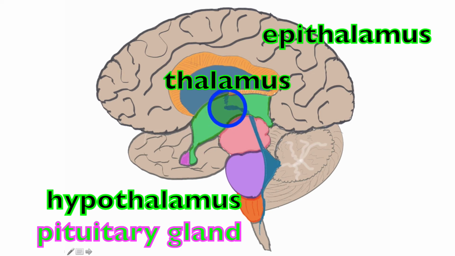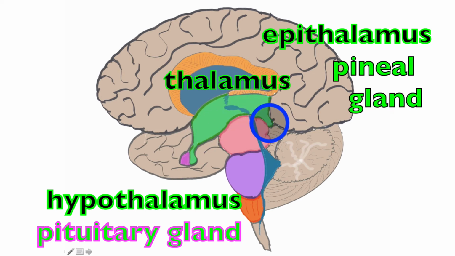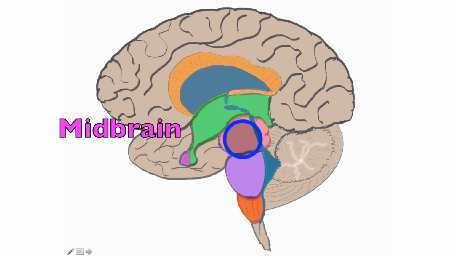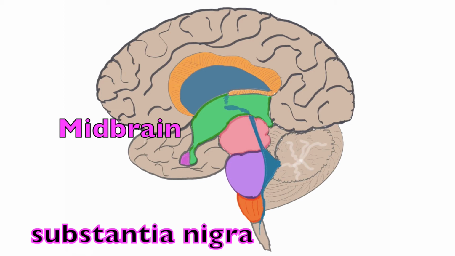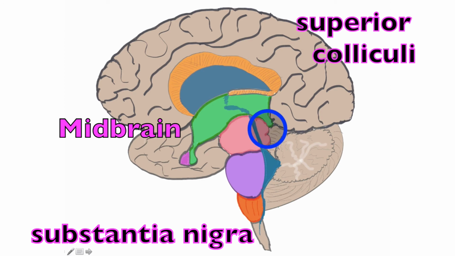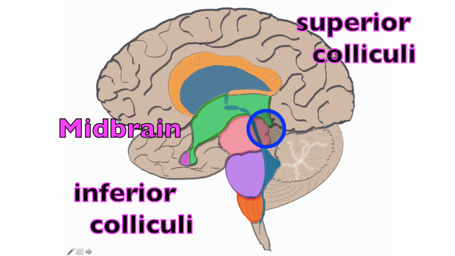So we have the hypothalamus, the thalamus, and the epithalamus is mainly the pineal gland, which we see right here, which releases melatonin and is involved in circadian rhythms. The midbrain in pink right here contains the substantia nigra, which releases dopamine and is involved in inhibiting motor signals and unwanted muscle contractions. Once again, on the posterior aspect, we have the superior and inferior colliculi, which are involved in vision and hearing, respectively.